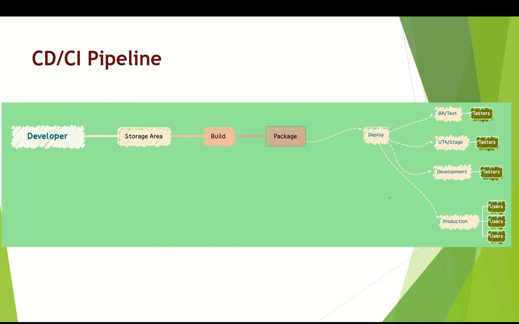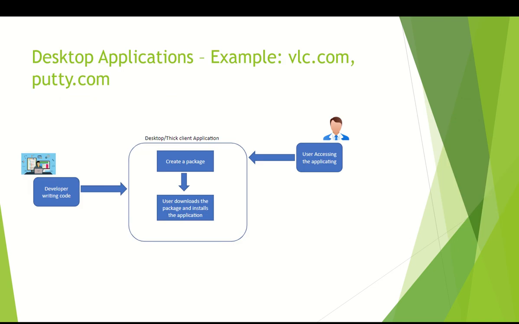So here for each stage, testers will be there. They will be testing the tool, and there are even some tools that test automatically without any manual intervention. So as we're discussing desktop applications like VLC, PuTTY: a developer writes code, and that will be packaged, and when you go to the VLC website and download, you will be getting an installer. You will be installing it on your laptop, and the user will be using that. Maybe it's PuTTY or VLC.